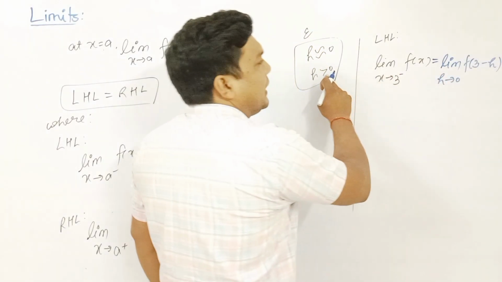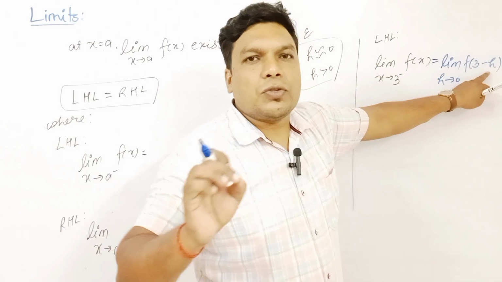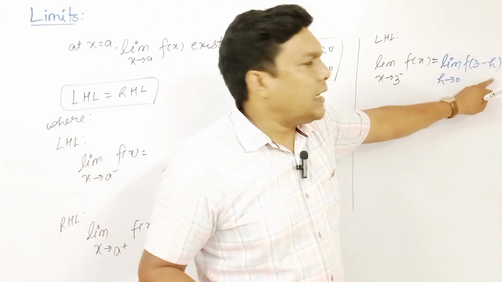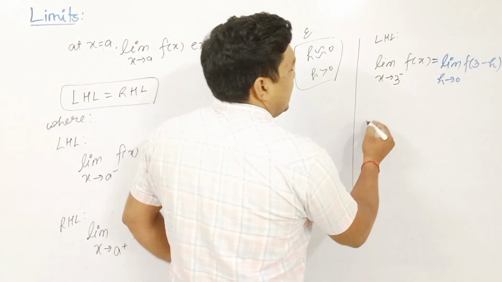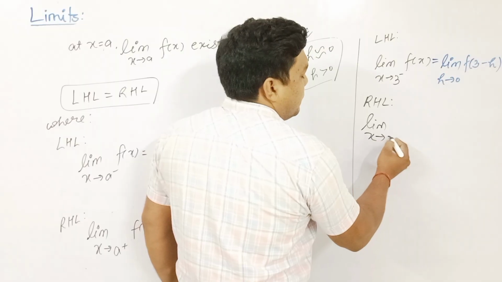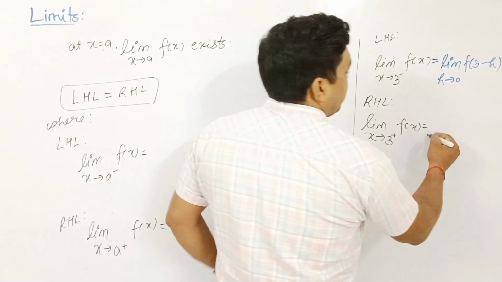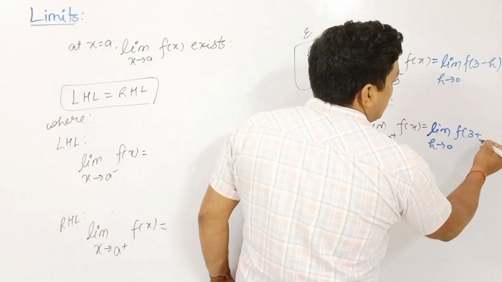If h is approximately 0, that is 0.00000001, then 3 minus 0.00000001 will give you 2.999999. Okay, so similarly, if you use the concept of RHL. What was RHL? Limit x tends to 3 plus f of x. So it will also be what? Limit h tends to 0 f of 3 plus h.